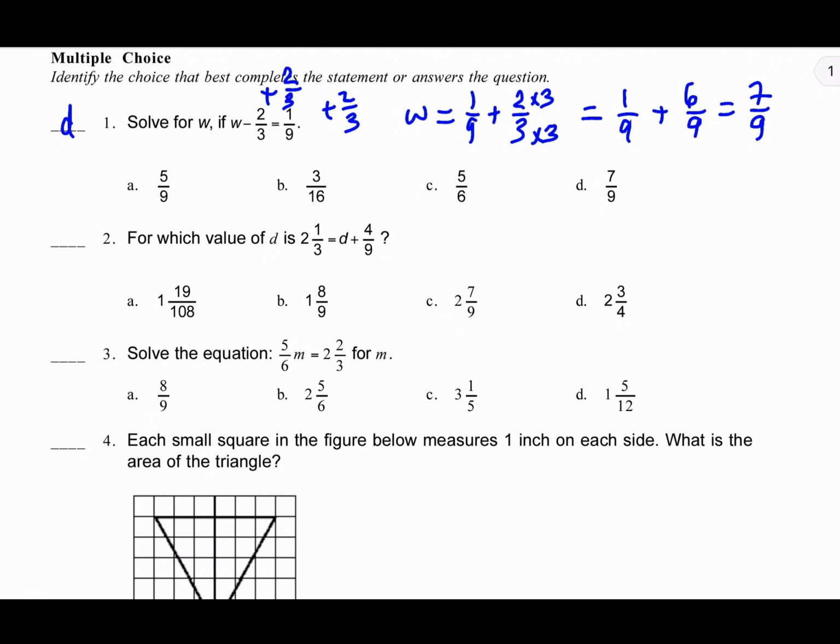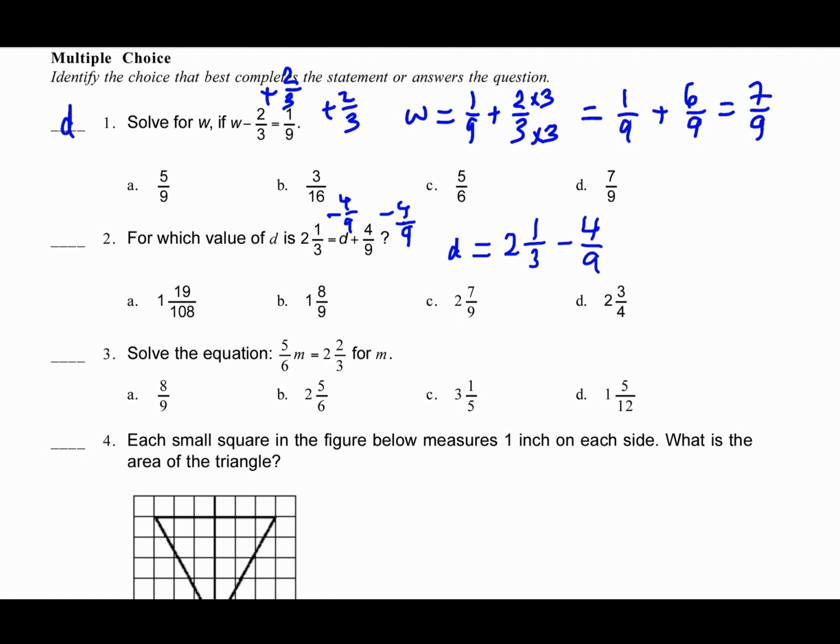Second question, for which value of D is 2 and 1/3 equals D plus 4 over 9? Here we have addition operation, so we're gonna subtract 4 over 9 from both sides. So now D would be 2 and 1/3 minus 4 over 9.